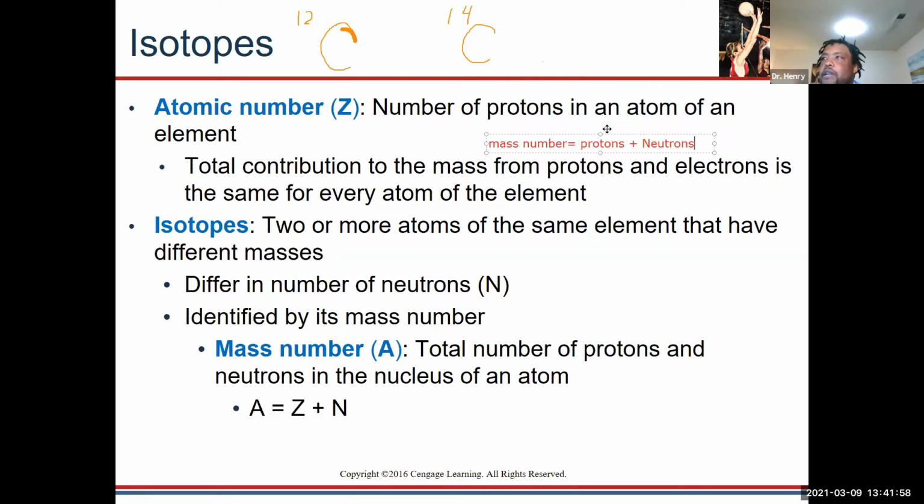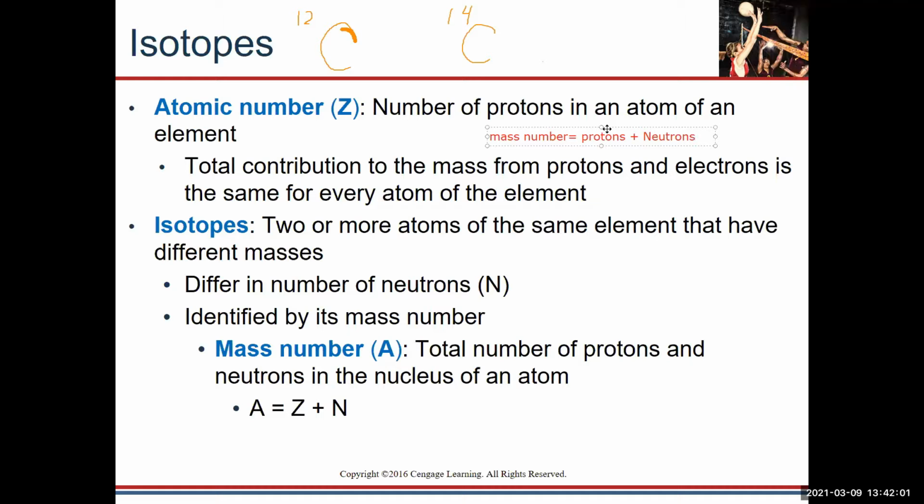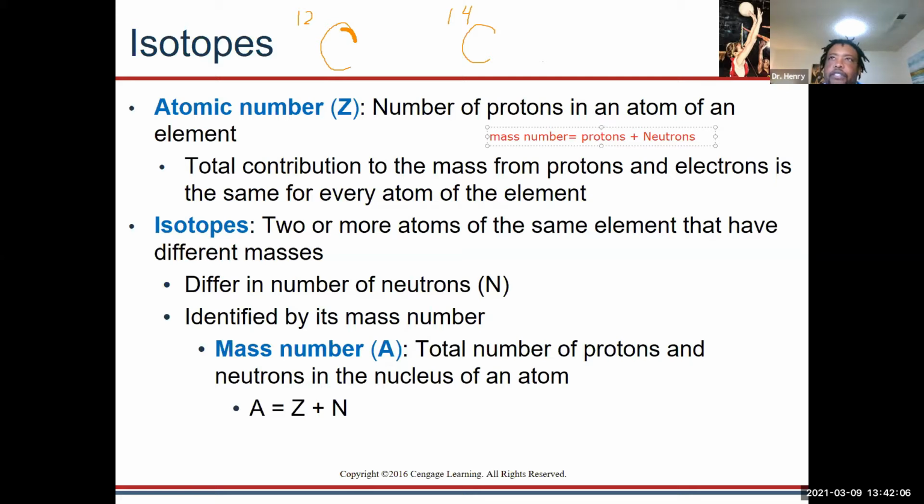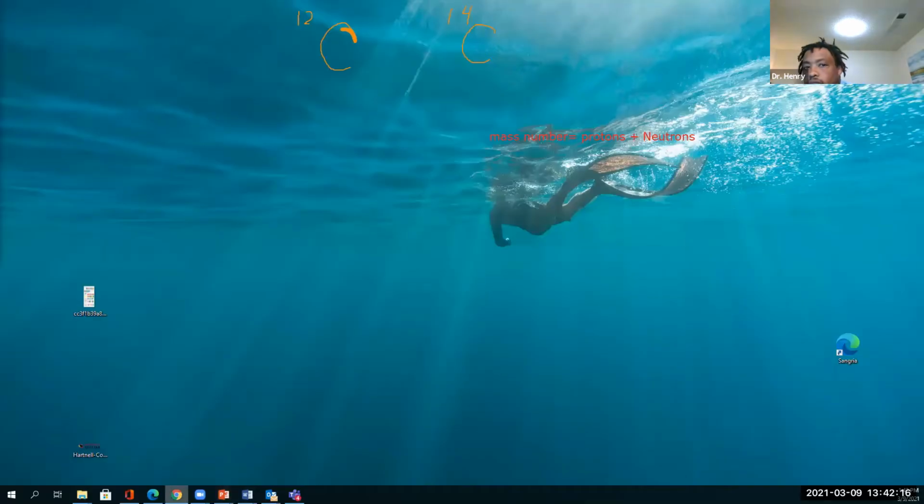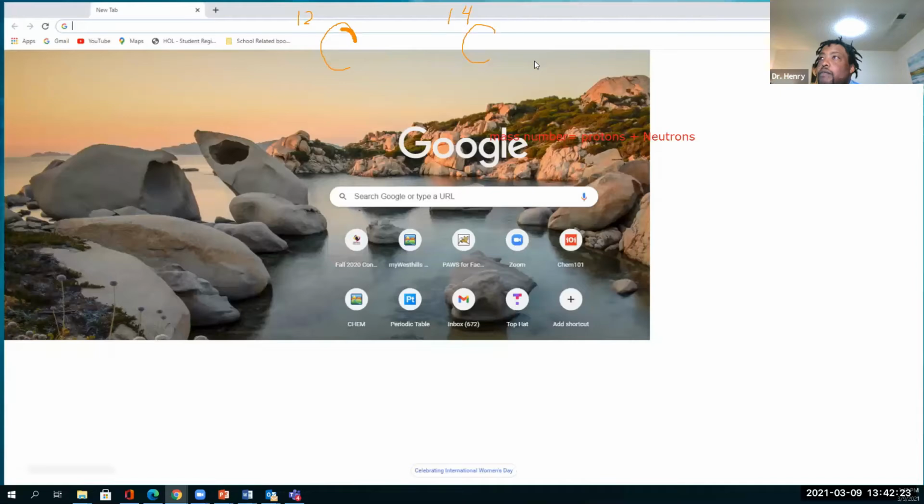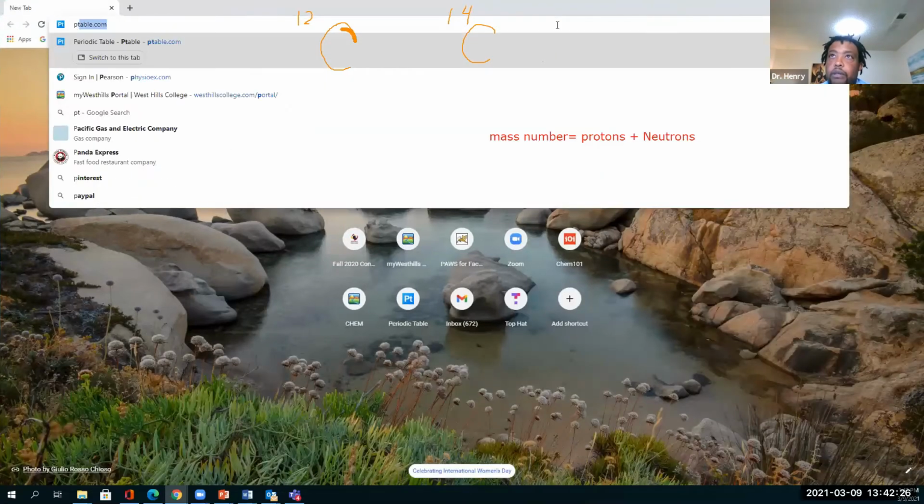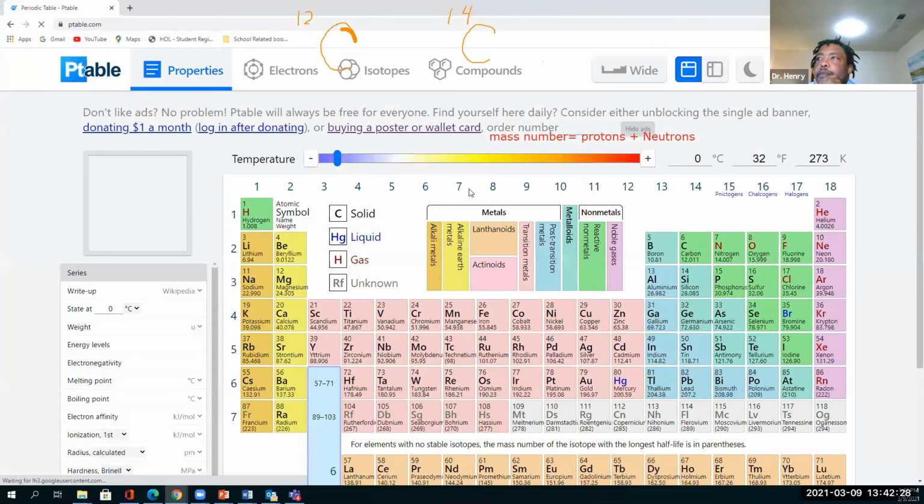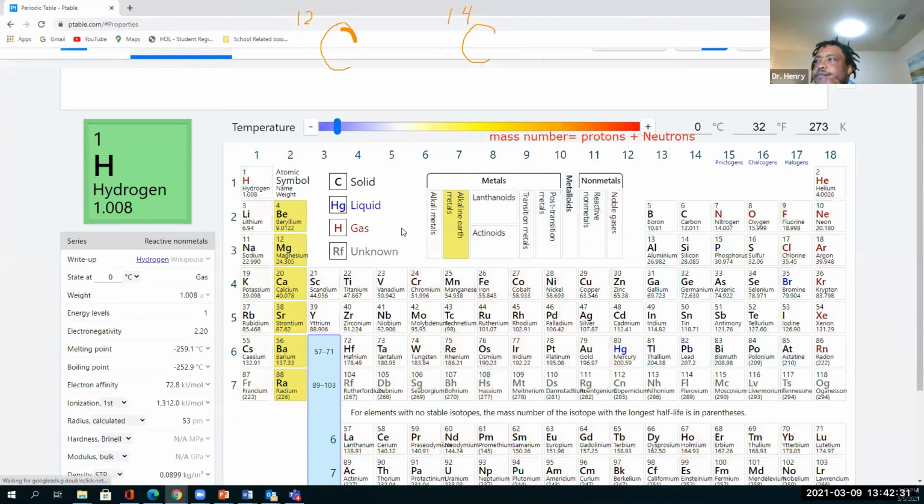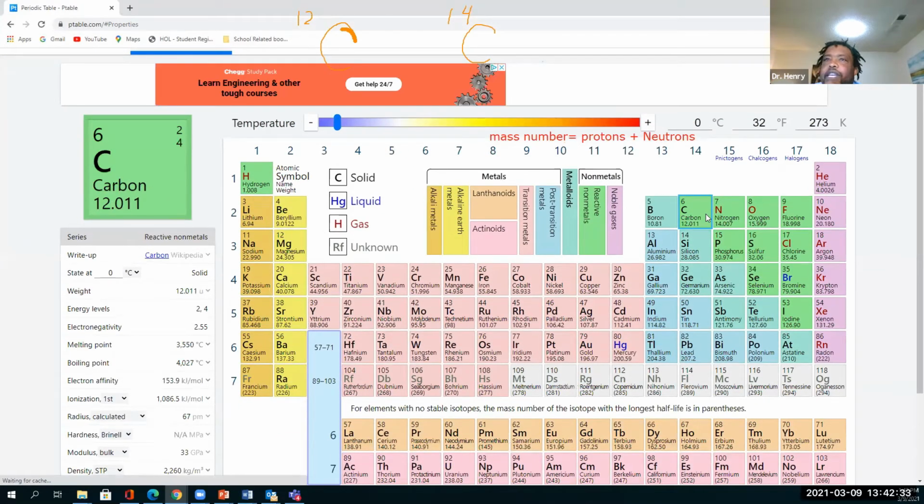Okay, how do I determine the number of protons? By what element it is. Okay, so we have carbon here. Let's look at it, I'm having a little trouble here. Hold on, let's pull up the periodic table. Okay, so we pull up the periodic table and we see carbon. Oh, carbon's right here.